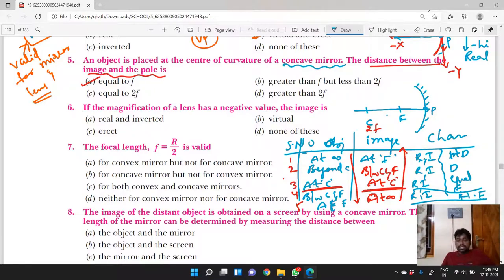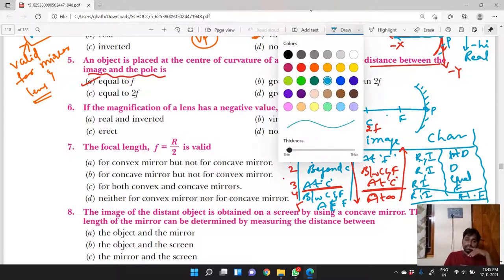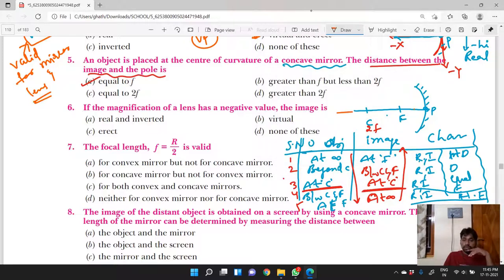So these are the characteristics. If you want their magnification, I will write that magnification in the diagram also. So a total of 6 cases are possible. Only 5 I explained. The 6th case is very important.